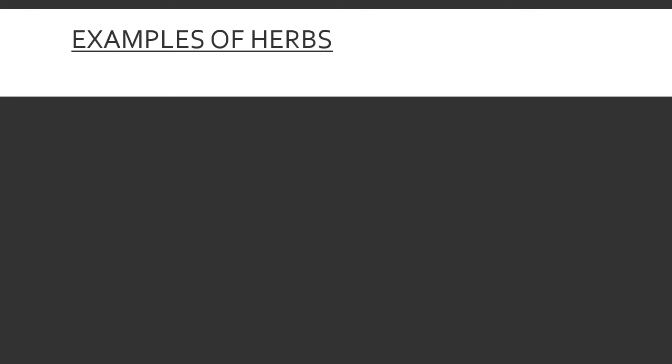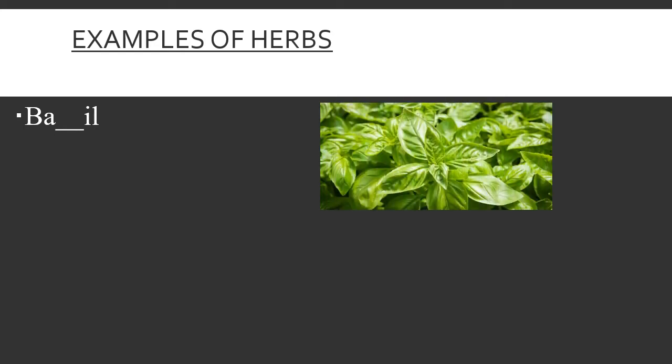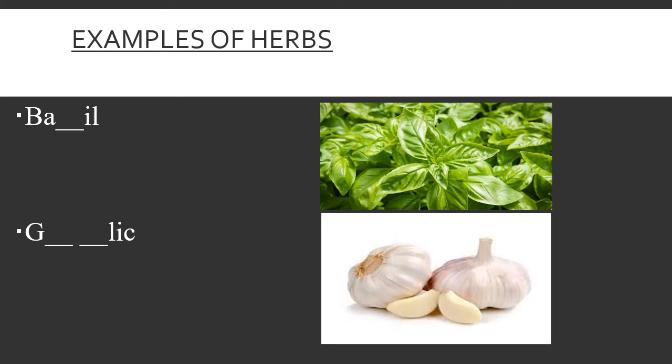Examples. Now the examples will be placed, you'll be seeing it in blank spaces. Blank spaces will be within the words or the examples, and there will be pictures for you to figure out what it is. So we're starting with examples of herbs. We have that one picture. We know what that is. Basil. Yes, basil. We have that familiar. Yes, that's garlic. So those are two examples of herbs.